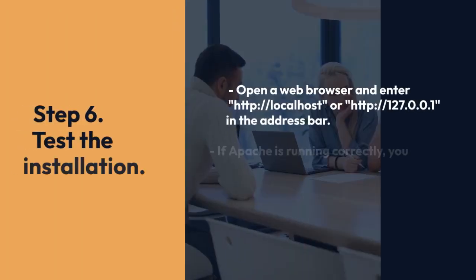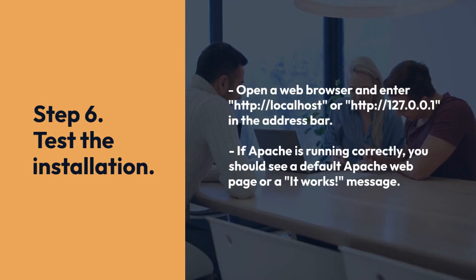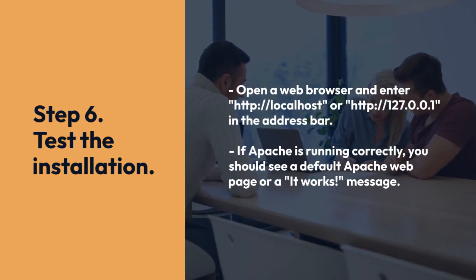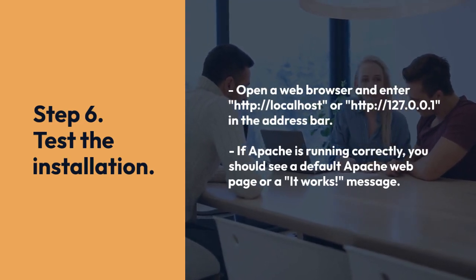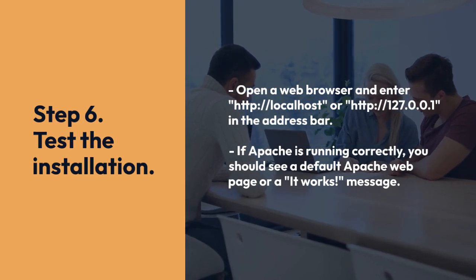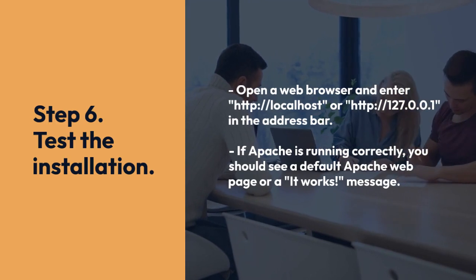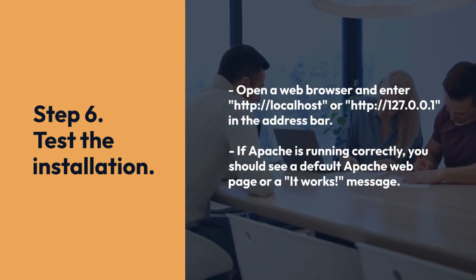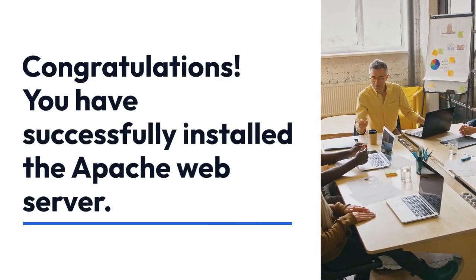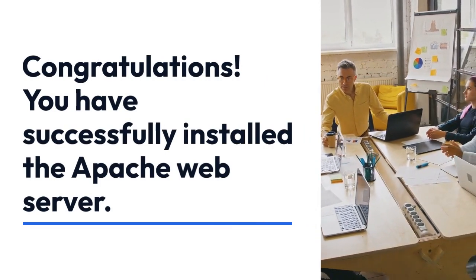Open a web browser and enter http://localhost or http://127.0.0.1 in the address bar. If Apache is running correctly, you should see a default Apache web page or an "It works" message. Congratulations! You have successfully installed the Apache web server.